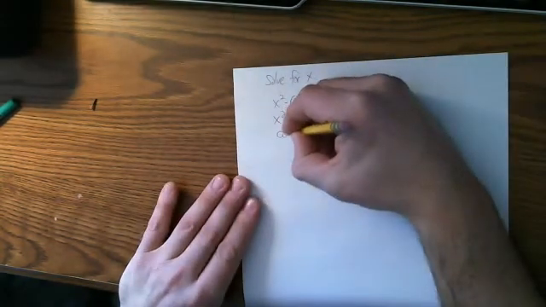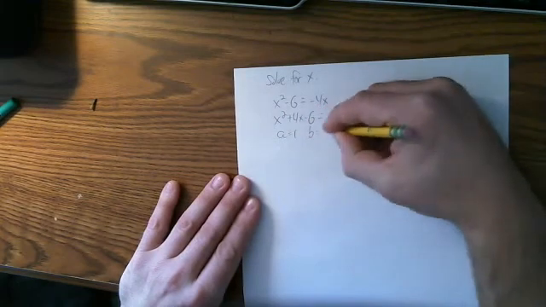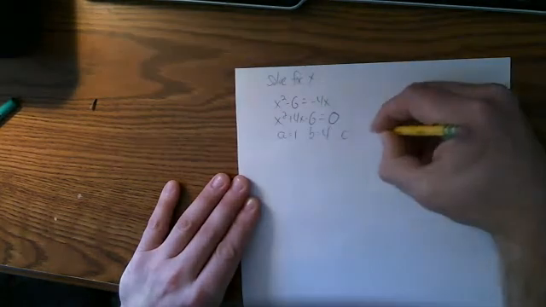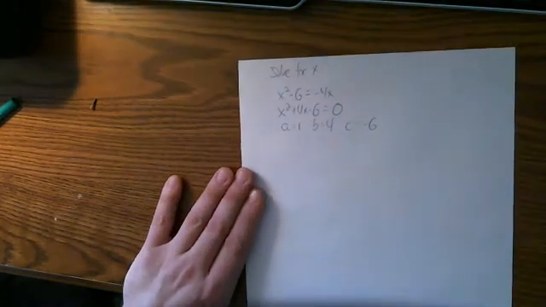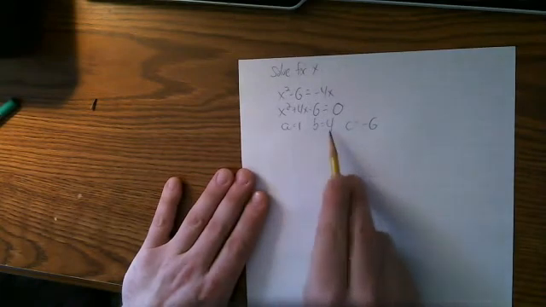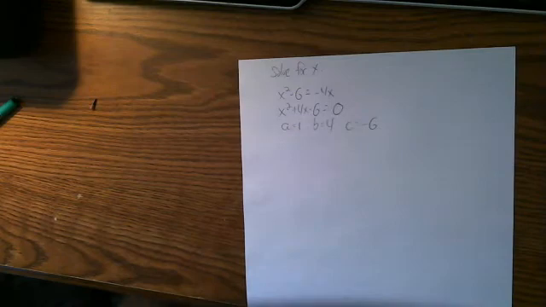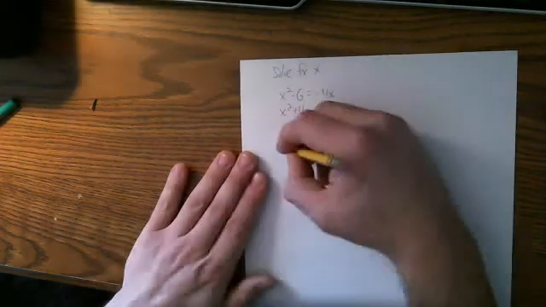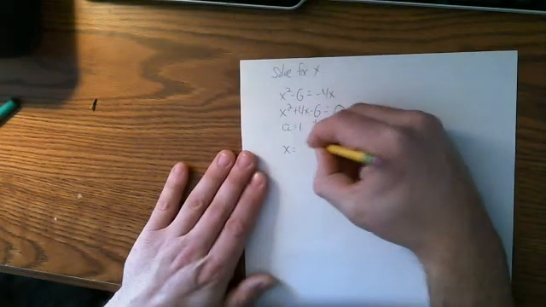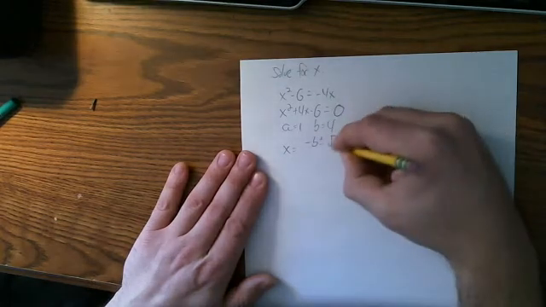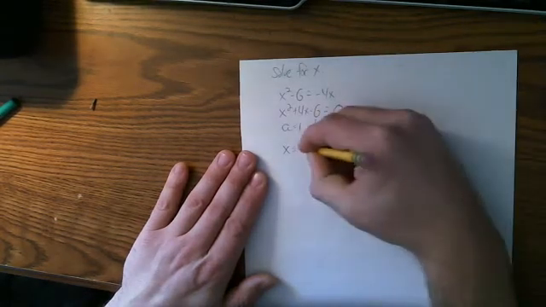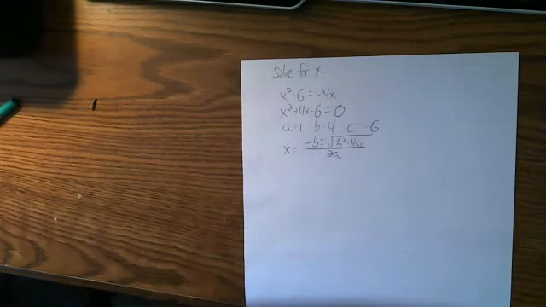So in this case we have a equals 1, we have b equals 4, and c equals negative 6. We're only plugging numbers into the quadratic formula. We're not plugging x's into the quadratic formula. The point is to solve for x. So let's write the formula. And now we can easily plug into the formula because we've already listed the values of a, b, and c.